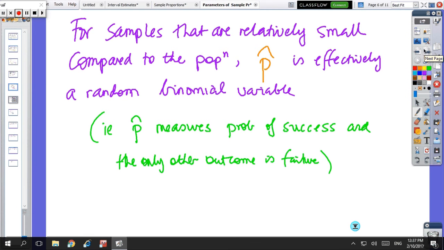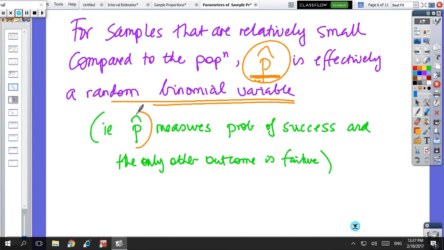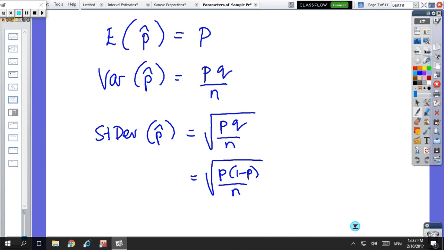So for samples that are relatively small compared to the population, basically what we're going to be saying is a sample proportion is a binomial variable. Okay, and we'll be doing lots of examples to explain all this. And don't forget that this proportion is a measure of the success of whatever we're measuring, whether it be blue eyes or people catching a cold, it doesn't matter, but it's a binomial event. Okay, so again, we'll be doing lots of examples to show how this is used.